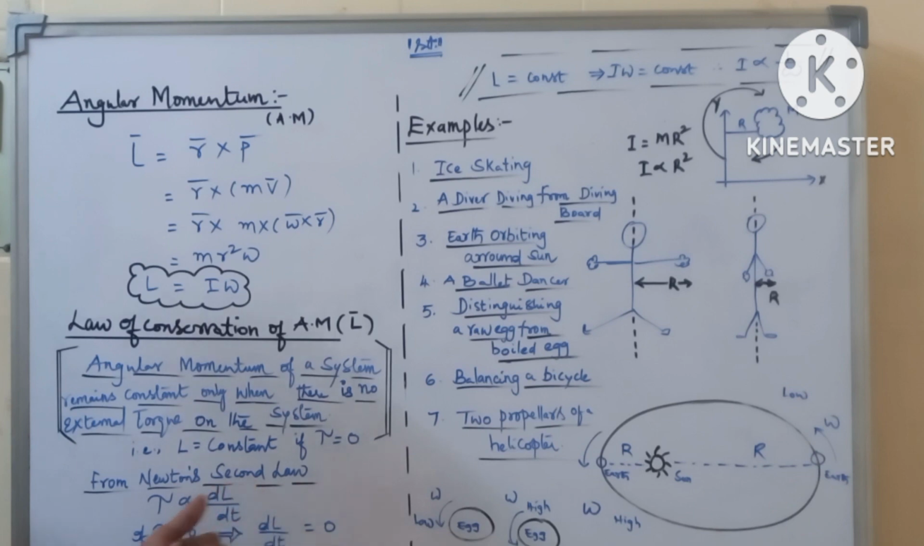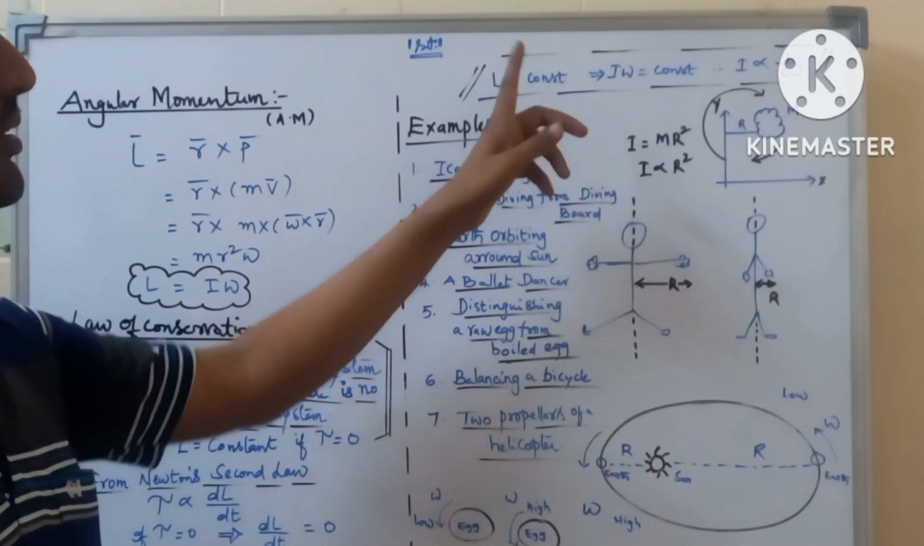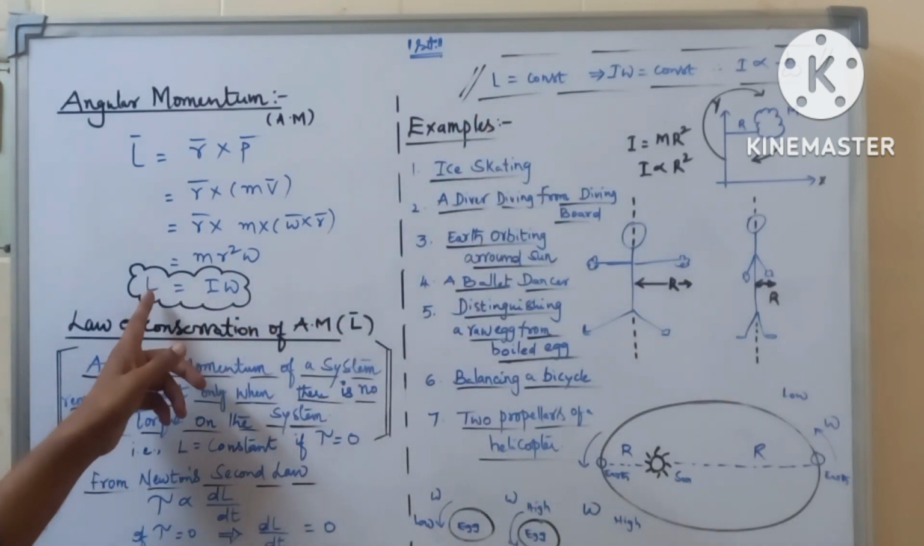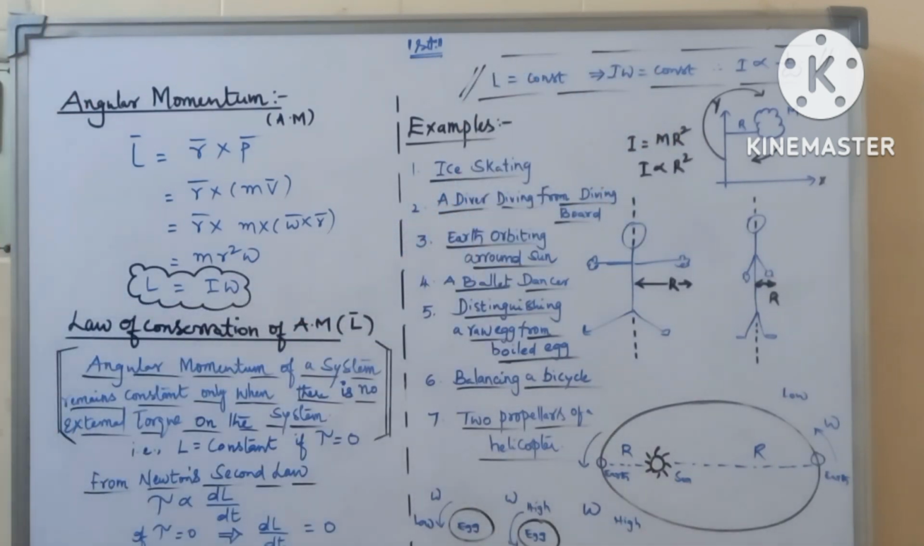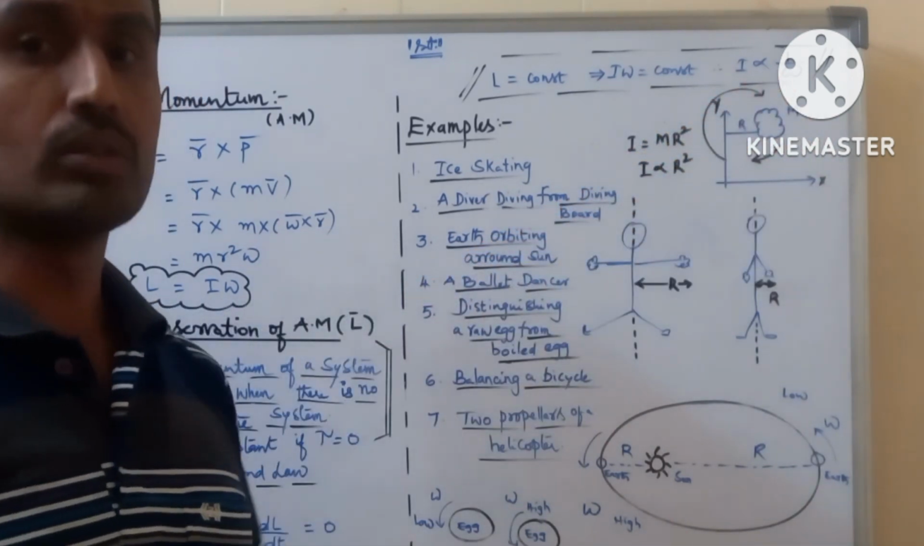From Newton's second law, torque tau is directly proportional to rate of change of angular momentum. If torque is 0, then the derivative dL by dt becomes 0. When the derivative becomes 0, the variable L is equal to constant. We already know that L is equal to I omega, therefore I omega is equal to constant, which implies I is inversely proportional to omega.